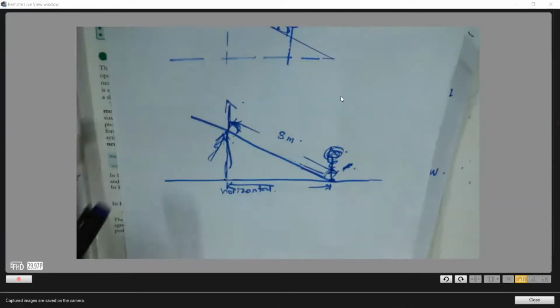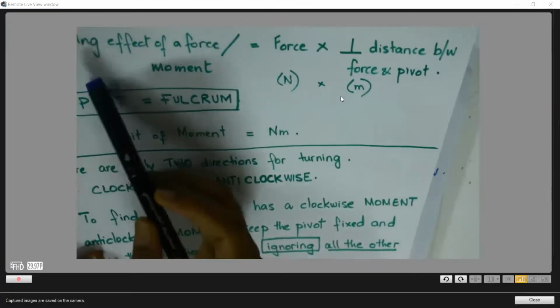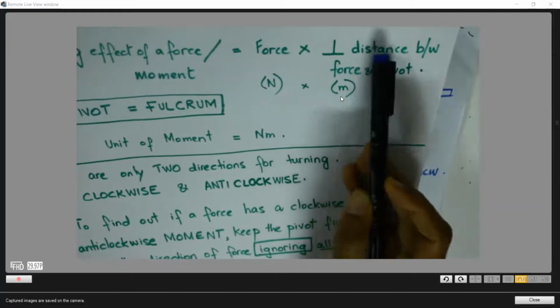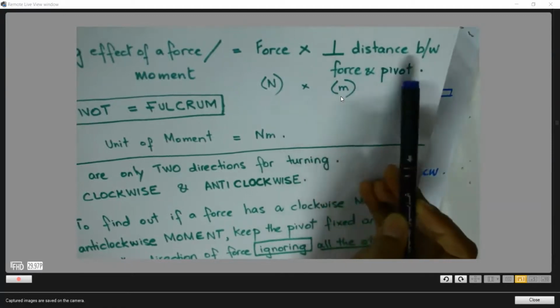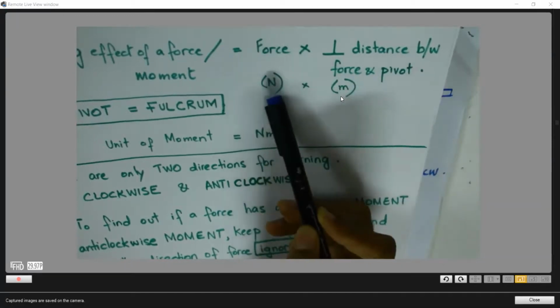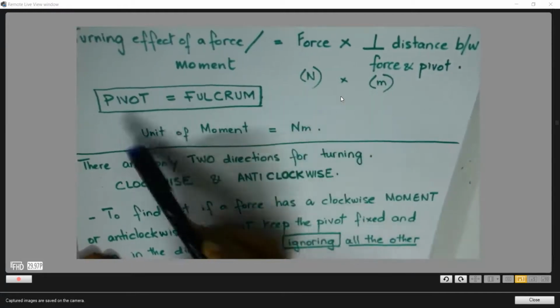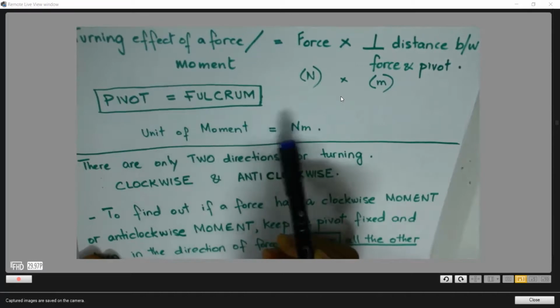So looking at the formula of the turning effect of a force, it is the product of force and the perpendicular distance between the force and the pivot. The unit for force is Newton, the unit for distance is meter, and so the unit for moment, because it's a product, will be Newton meter.